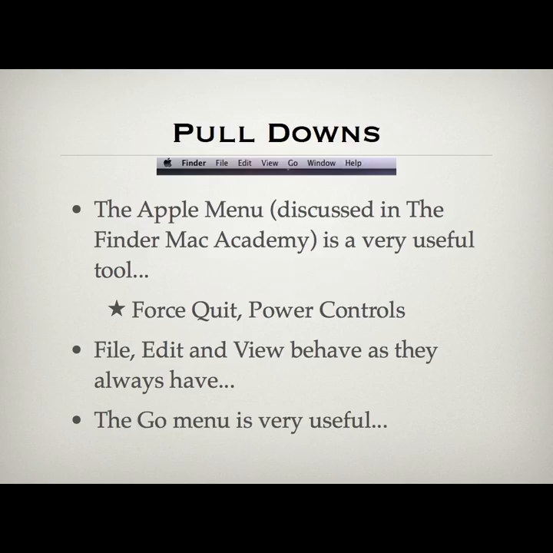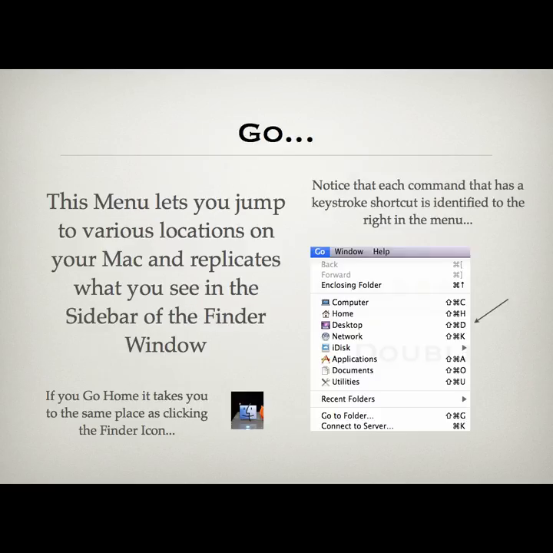A new menu that's very useful is the Go menu. The Go menu lets you jump to various locations on your Mac, and it replicates what you see in the sidebar of the Finder window. For example, if you go to the Go menu and select Home, it will take you to the same place as clicking the Finder icon that's on your dock. It will open a window that gives you access to your documents, movies, music, and photos.